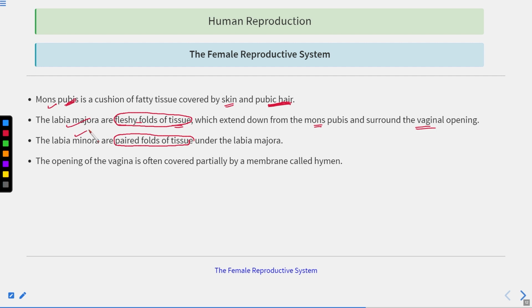Now, the opening of the vagina is often covered partially by a membrane, and this membrane is known as hymen. So sometimes the hymen breaks due to vigorous exercise, and the presence or the absence of hymen doesn't tell you about the virginity of the female.